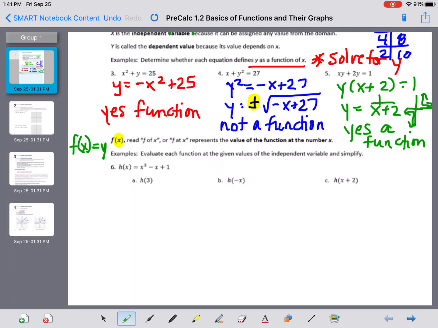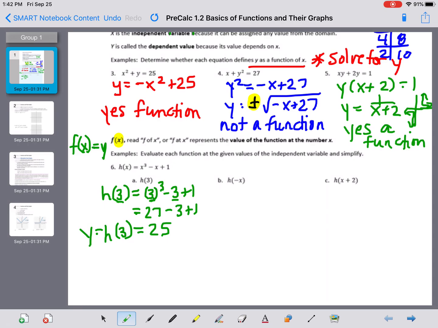So when I say on number 6 that I want to find h of 3, what I'm doing is trying to find the y value when I plug 3 in for x, okay? So when I see 3 in this x spot, everywhere I saw an x needs to have a 3. So I get 3 cubed minus 3 plus 1. Every time I saw an x, I needed to replace it with a 3. So 3 cubed is 27 minus 3 plus 1. Finish out the math here. 27 minus 3 is 24 plus 1 makes 25. So h of 3, or I could even say y when x is 3, is 25.